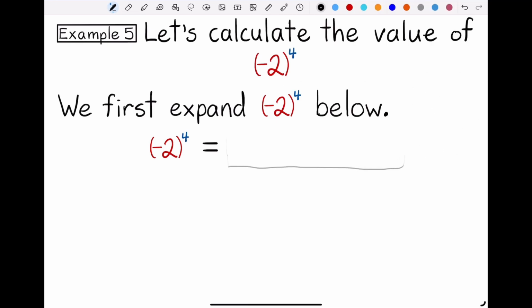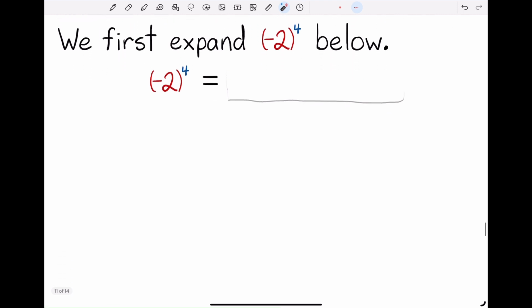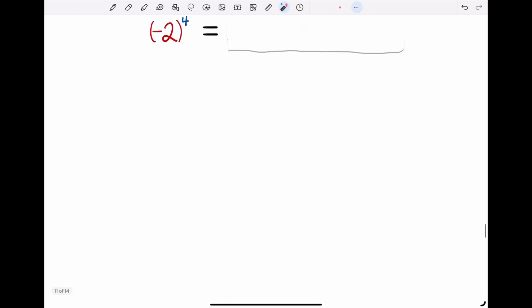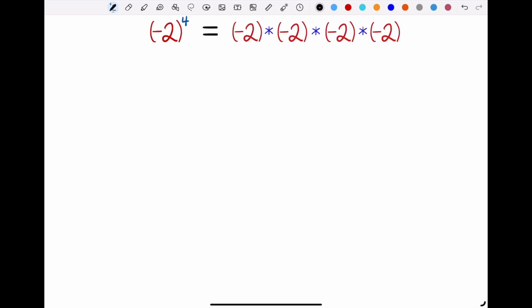Now let's calculate the value of negative 2 to the fourth power. And just like with every other exponential expression, we need to first expand negative 2 to the fourth. Since our base is negative 2 and our exponent is 4, that means we're going to be multiplying 4 negative 2's together. So after we expand, it will look something like this. And now we're going to multiply 4 numbers together.